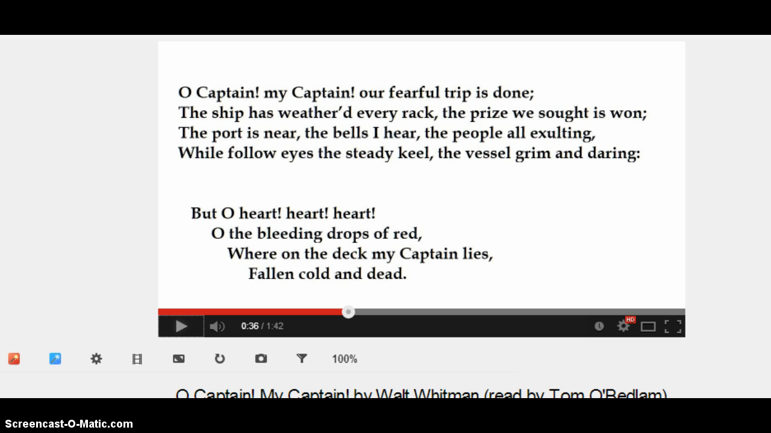Alright, so Oh Captain, My Captain is an excellent example of repetition for the very simple fact that it repeats itself for effect. If you look in the first stanza, we have Oh Captain, My Captain. Just those first two phrases repeat themselves, which draws our attention just a little bit more, it catches our interest just a little bit more for effect. And then you look in the second stanza where we have, but oh heart, heart, heart. It repeats the word heart over and over again just to catch our attention a little bit more.